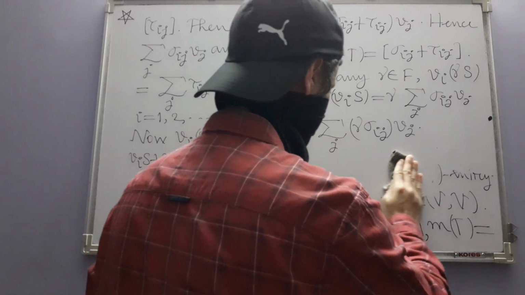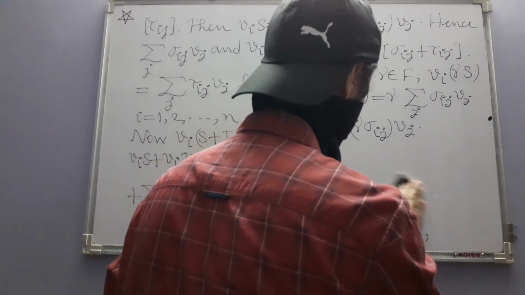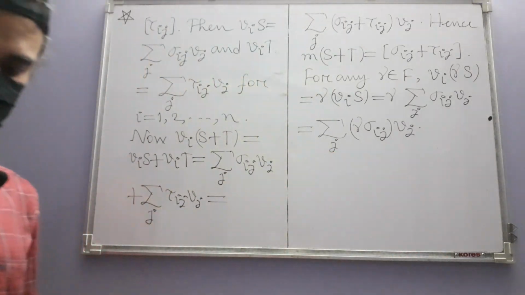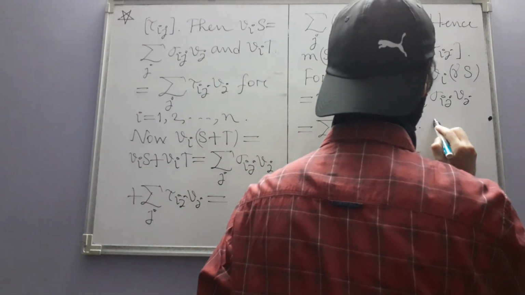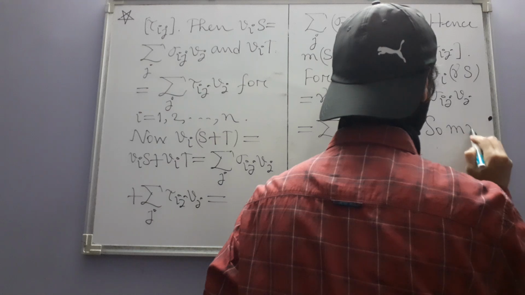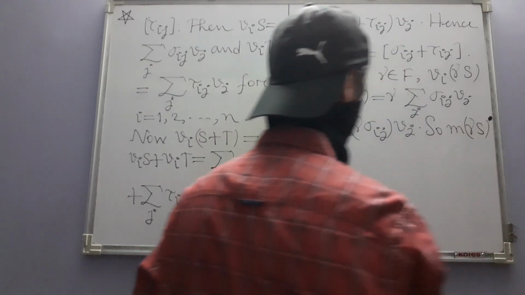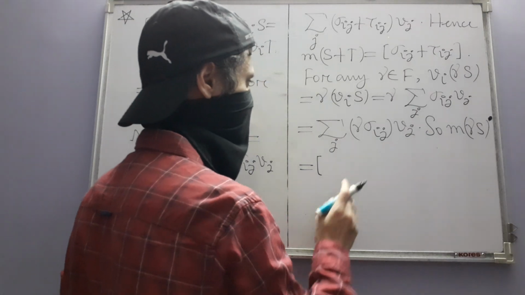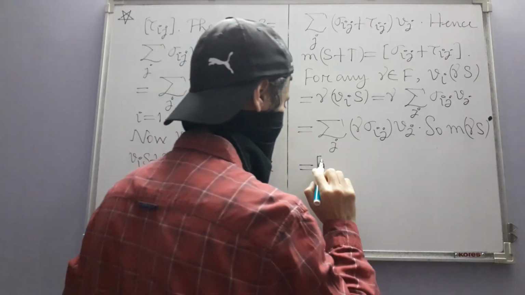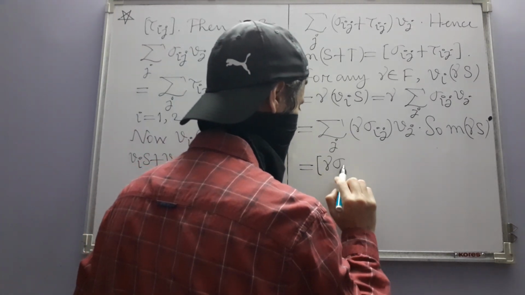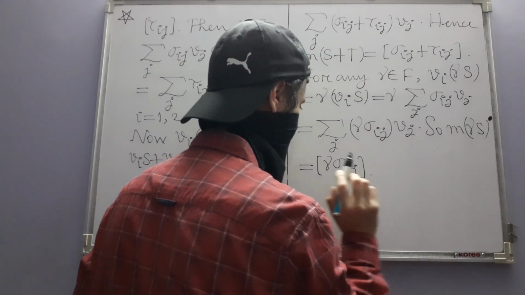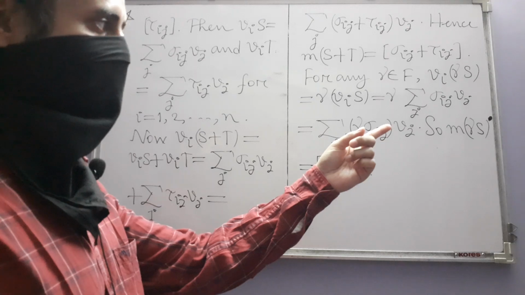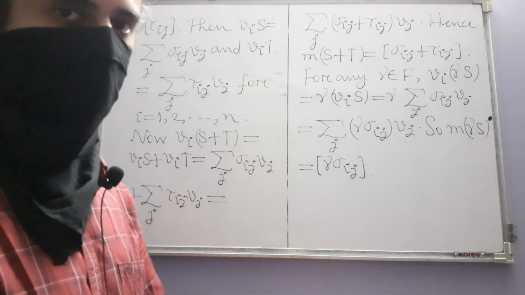This is also going to be extremely straightforward. So it's just this. M of gamma S is that matrix whose ijth entry is going to be this: gamma times sigma ij. So here you just have to multiply the ijth entry of the matrix of S by gamma. That's it.